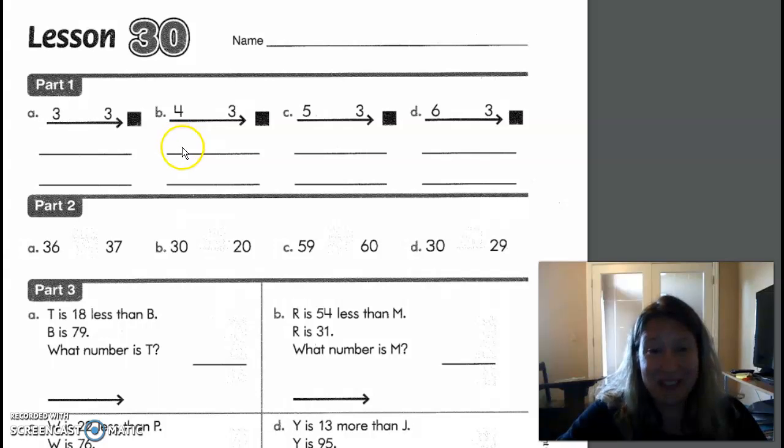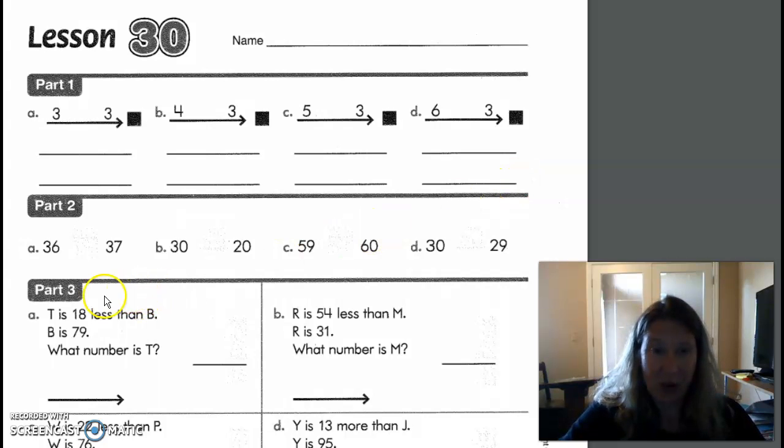Okay, ready to go? So the addition fact that goes forward on the arrow, say it. 4 plus 3 equals 7. And the subtraction fact, 7 minus 3 equals 4. C, the addition fact, 5 plus 3 equals 8. And the subtraction fact, 8 minus 3 equals 5. And then D, 6 plus 3 equals 9. And then 9 minus 3 equals 6.